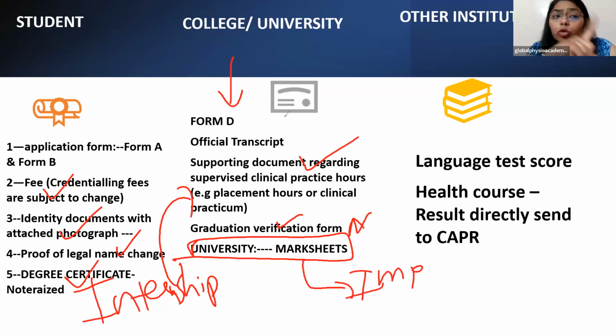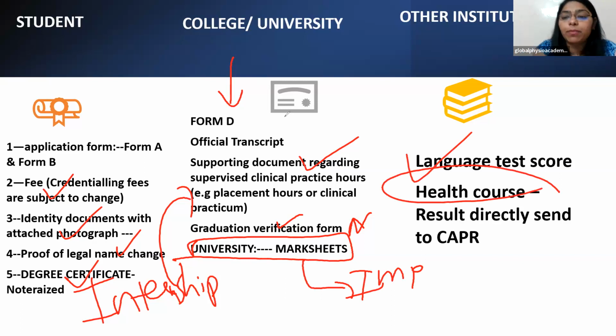And the other test, so the IELTS result you are not going to submit. Whenever students are taking the IELTS test, for example with IDP or the British Council, whenever you enroll yourself, you have to tell them one copy of the result has to be submitted to the CAPR through the official center, IDP or the British Council. Language test score, and your health course, bridging program, is also submitted by the university. So you are not going to submit. The result is sent directly to the CAPR.